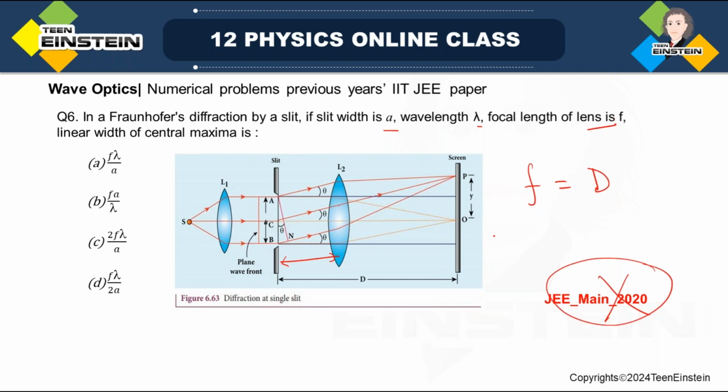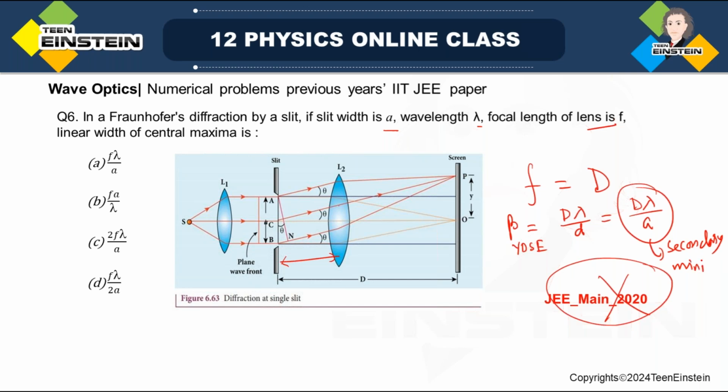If you don't remember the formula, I'll just tell you a trick. Just now we have seen beta for Young's double slit experiment, right? That was d lambda by d. So here we will replace the small d by a, the slit width. This expression is actually for the secondary maxima or minima.